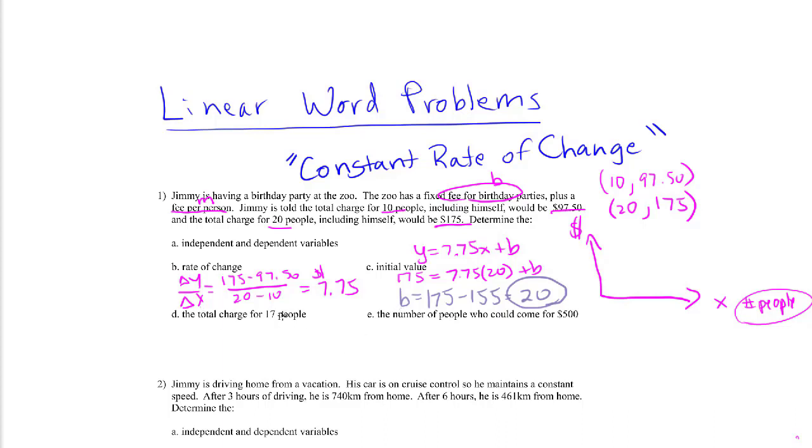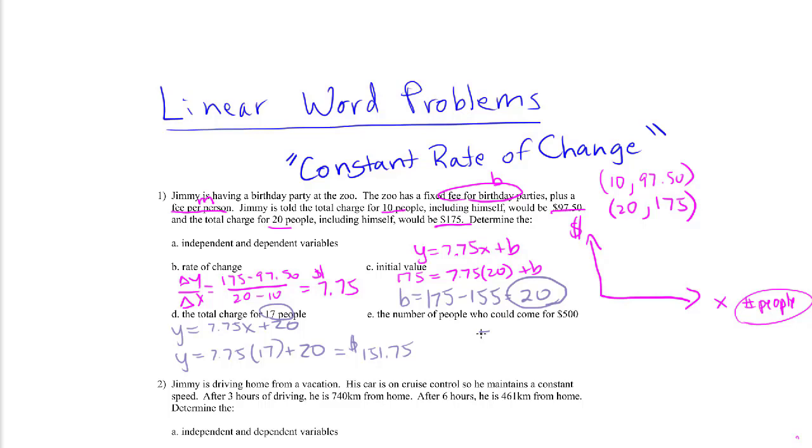So what's the total charge for 17? Well, once I know that, I know my equation. Y equals 7.75x plus 20, and I can plug in 17 for x and figure the total charge. That total charge is going to be 7.75 times 17 plus 20. And this way we can evaluate the linear equation. And that would be a total charge of $151.75.